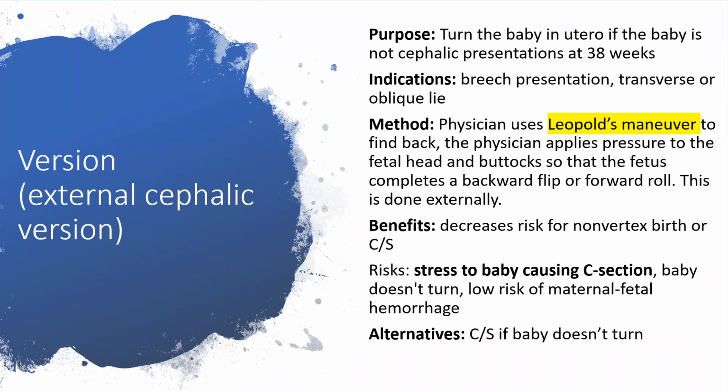Benefits of this would be to decrease the risk for a non-vertex birth or C-section. The risk would be that the entire back flip or front flip would be enough stress to cause the baby to maybe need a C-section. Maybe the baby doesn't turn. There's of course a low risk of causing some bleeding. An alternative, of course, would just be a C-section if the baby doesn't turn.